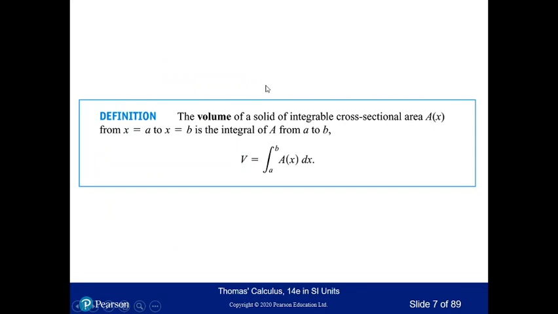Now, what's the relationship between this and the integrals? The volume of a solid of integrable cross-sectional area A(x), from x equals a to x equals b, is the integral of A(x) from a to b. What does this mean? This A(x) is the cross-sectional area. If you slice a bread, at each x you get the surface of the bread, and this is the cross-sectional area.